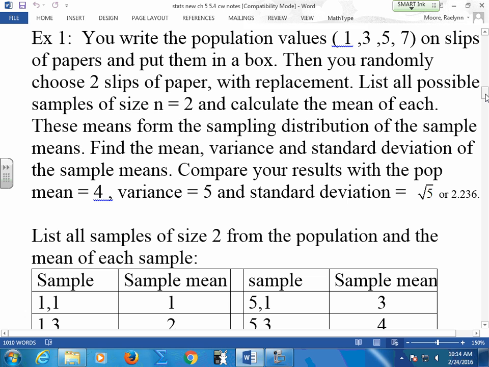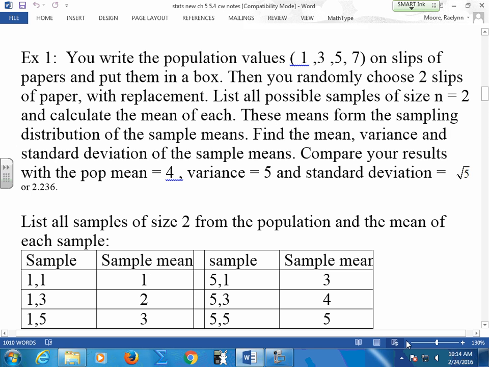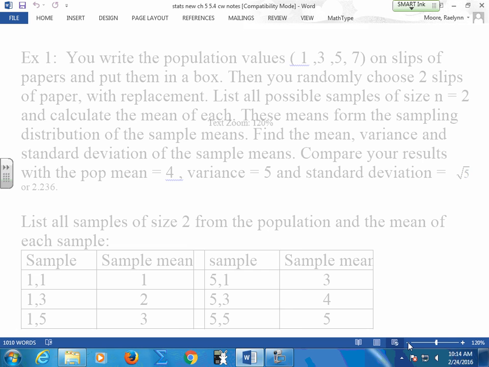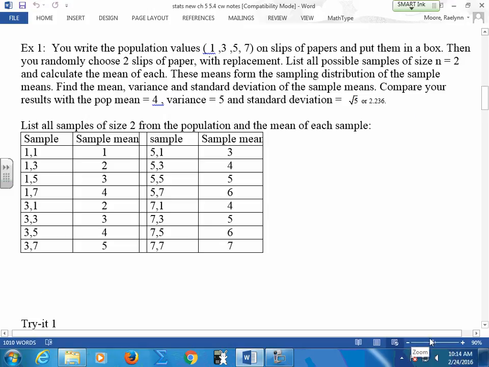So here's an example in your book. See if I can shrink this down to get the whole page. I'm just going to walk you through this. I'm not going to have you do this, but I just want to walk you through it. Okay. So your book says you write the population values. So here's the values from your population.